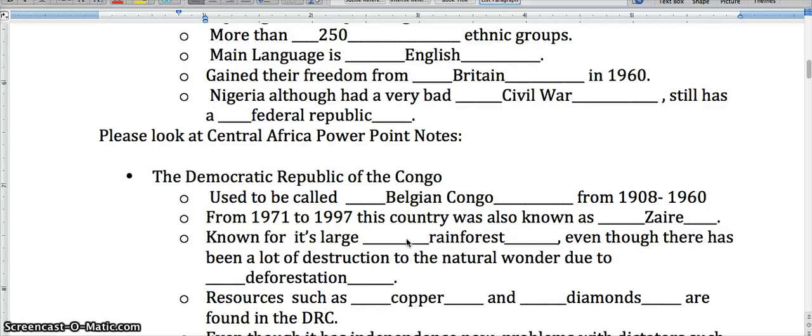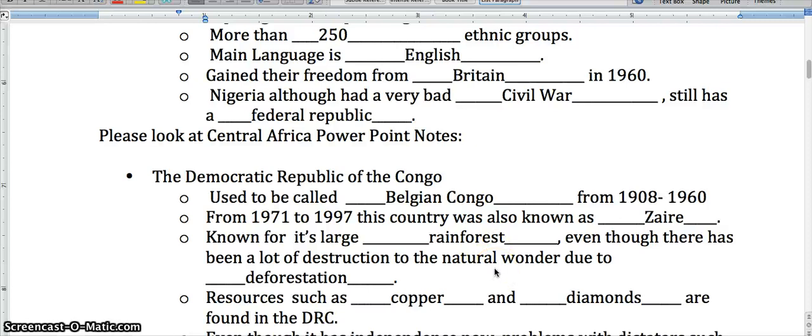A brief time in history, as we would say, but to many of you, over 20 years, that's a long time. Once you grow up, you'll realize that in historical terms, it's not that long. But if you ever hear the word Zaire, it's still referring to the Congo, just a little outdated. No matter what it was called, it always had the large rainforest, which is known as the Congo rainforest, even though it has had a lot of destruction to this natural wonder due to deforestation.